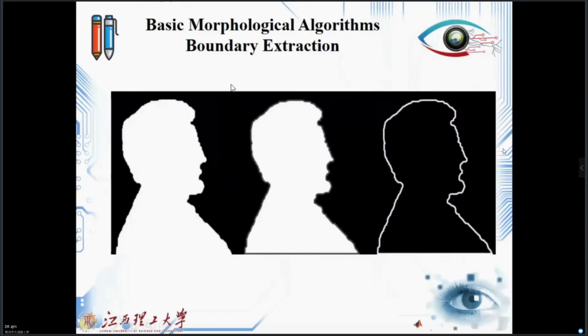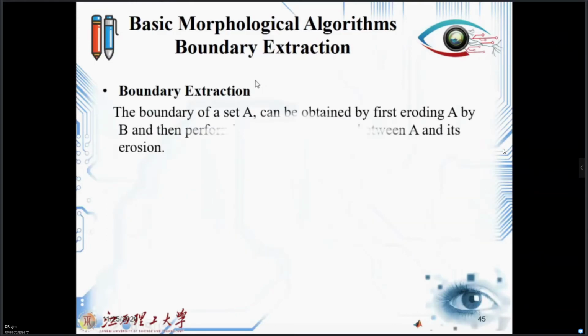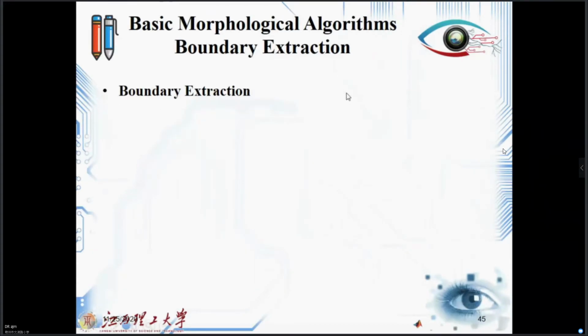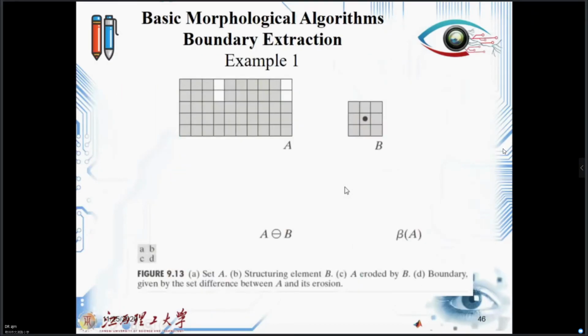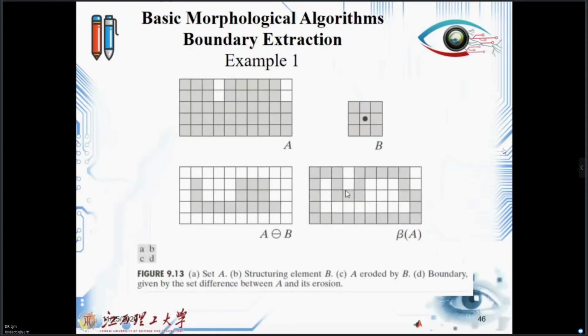Where it can be used: this boundary extraction job is done in 3 steps. First is erosion, and the second part is the subtraction of that. You can have nice target detection here. And this boundary extraction of a set A can be obtained by first eroding A by B and then performing the difference, as we said before. And once more, you can see the example, the same example that we had, repeated.